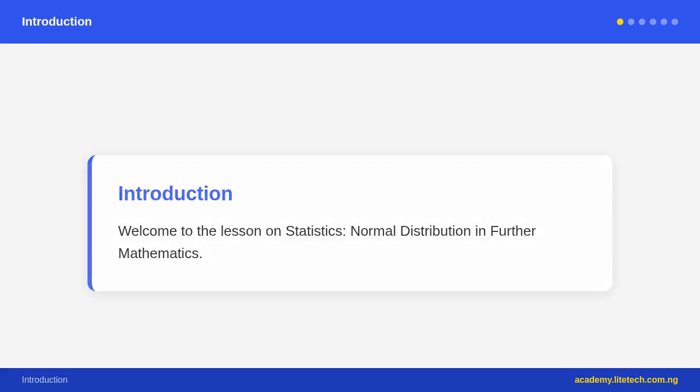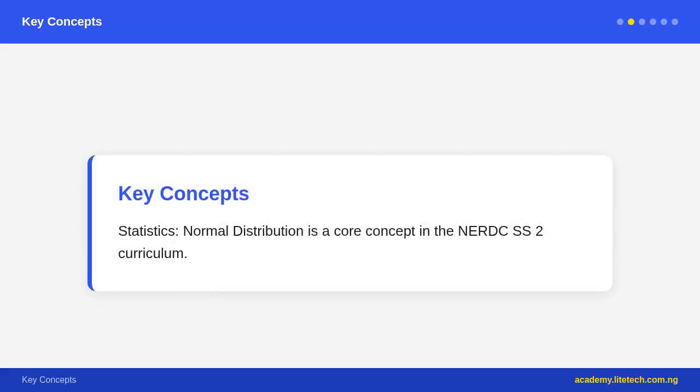Example: if heights of SS2 students are normally distributed with mean 165 cm and standard deviation 8 cm, then X ~ N(165, 64). About 68% of students have heights between 157 cm and 173 cm, 165 plus or minus 8. About 95% are between 149 cm and 181 cm, 165 plus or minus 16.